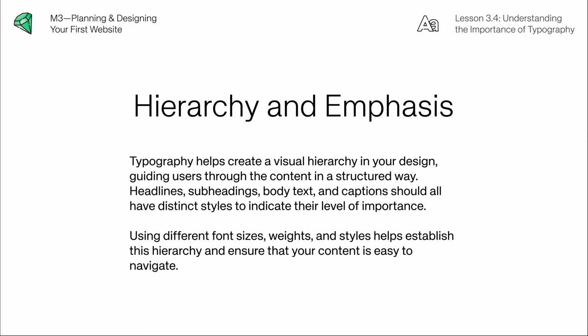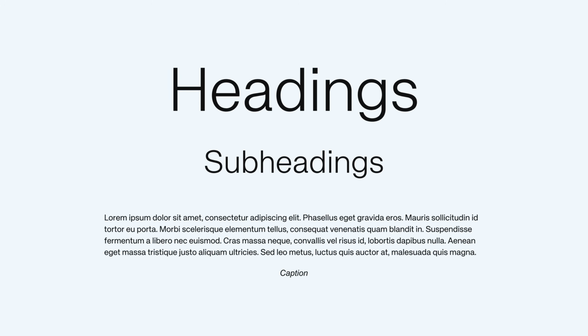Now let's talk about hierarchy and emphasis. Typography helps create a visual hierarchy in your design, guiding users through the content in a structured way. Headings, subheadings, body tags, and captions should all have distinct styles to indicate their level of importance. Using different font sizes, weights, and styles helps establish this hierarchy and ensure that your content is easy to navigate.